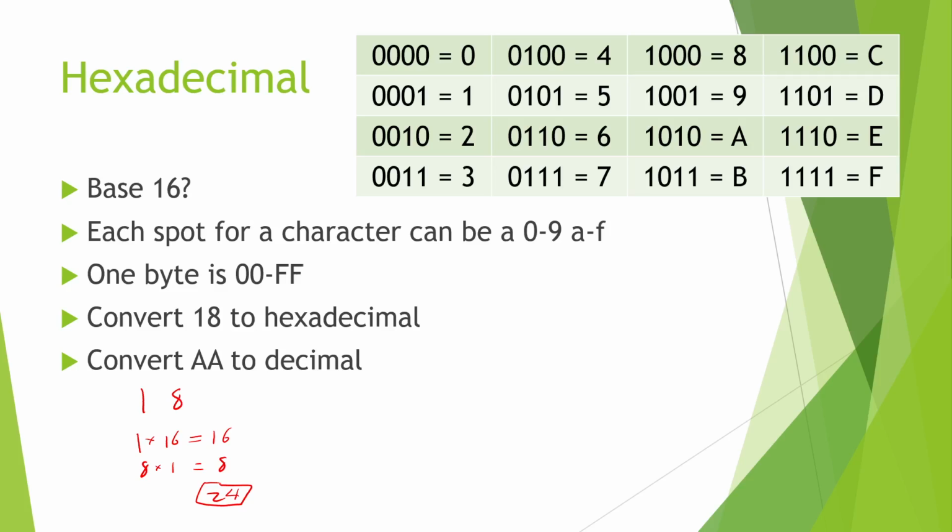All right. So this is the ones category. So you multiply that space by 1, whatever it is. This one, you would multiply by 16. You keep going on and on and on.